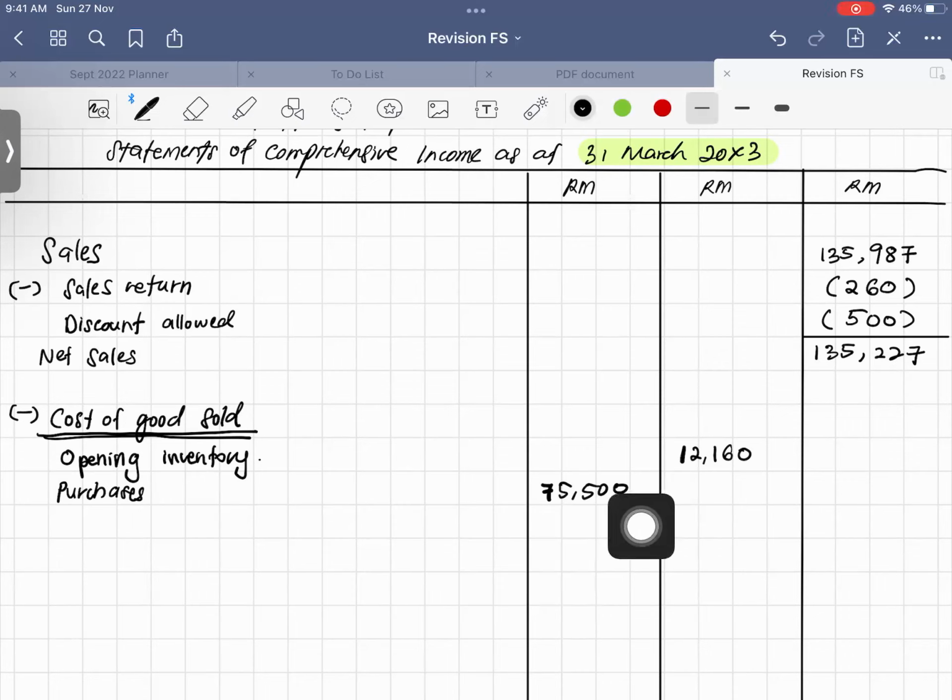So you cannot add the purchases with your opening inventory, because you have to get your net purchases first. Then only you can add your opening inventory. I'm not sure whether you guys can understand me or not. But that's why I move the amount to the other column. It's because you need to do some sort of working. That's why we move the amount to the next column, not below or in the same column.